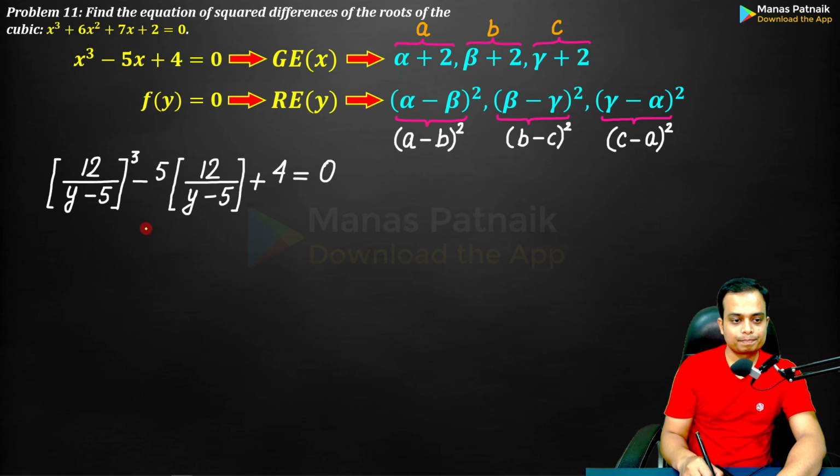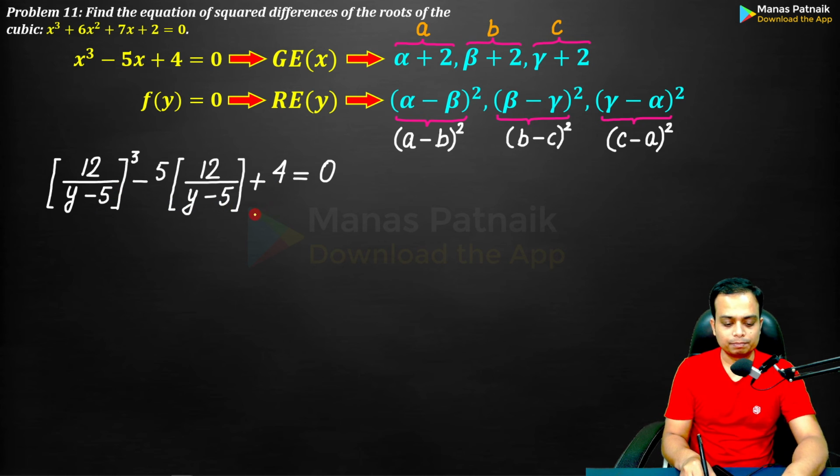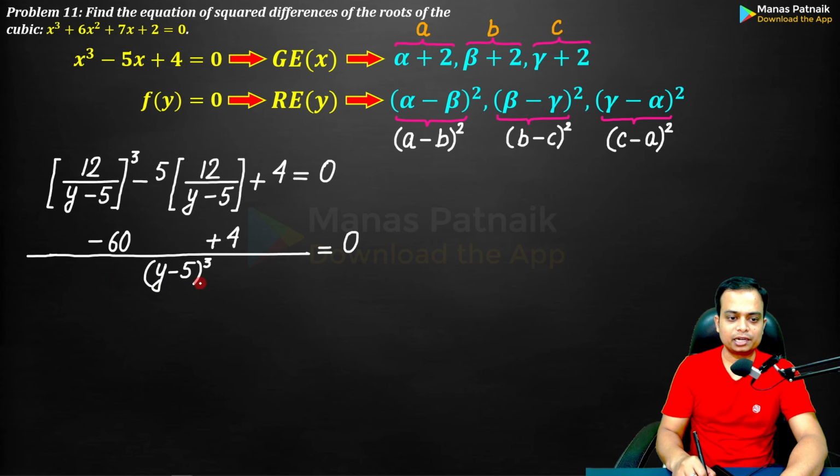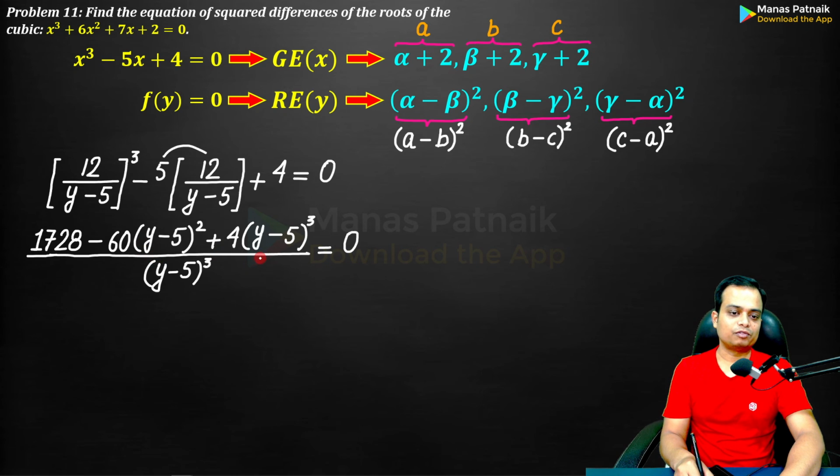If you see that there is a cube over here. So y minus 5 cube, 12 cube is going to be 1728. So y minus 5 cube, this is y minus 5. This is 1. Okay. So better to take the LCM as y minus 5 whole cube. By the way, this is 1728 and 12 cube is 1728. 12 into 5 is 60, and here we are going to have y minus 5 square, y minus 5 cube.